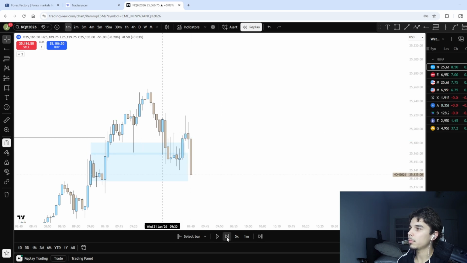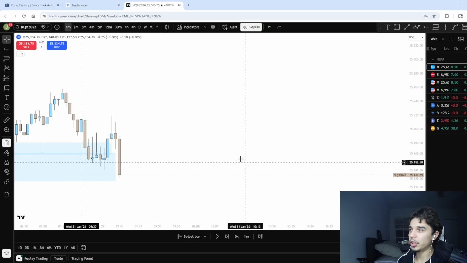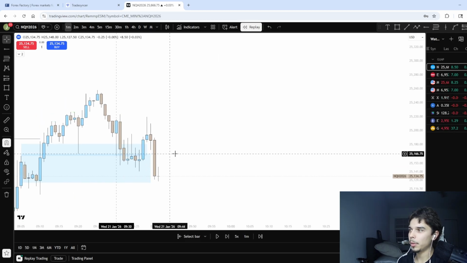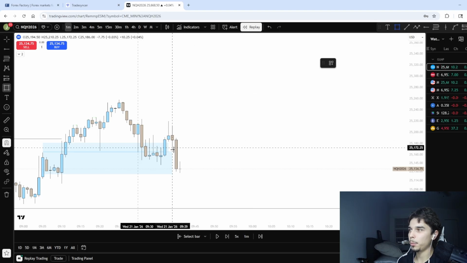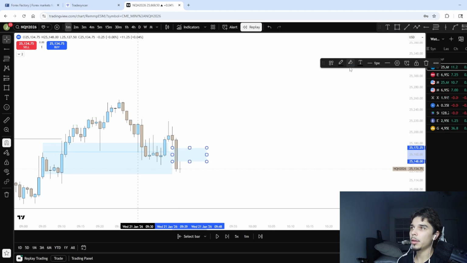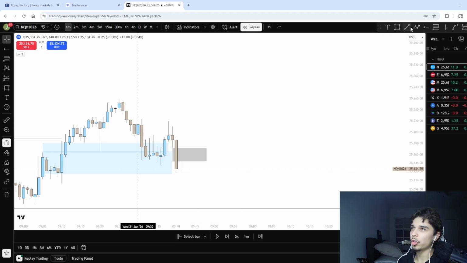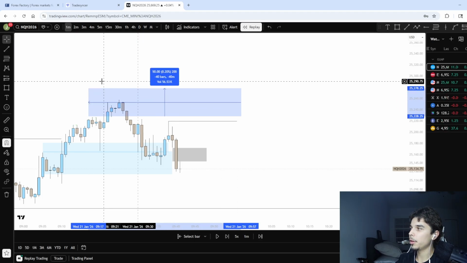Okay, kind of chopping around. Okay, boom. We get a giant manipulation leg down coming out of this nice little lower time frame AMD model. Awesome. What do we get right here? Fair value gap getting created. If we inverse this gap, we have internal structure, right? We have these internal highs right here. We have this high up here.